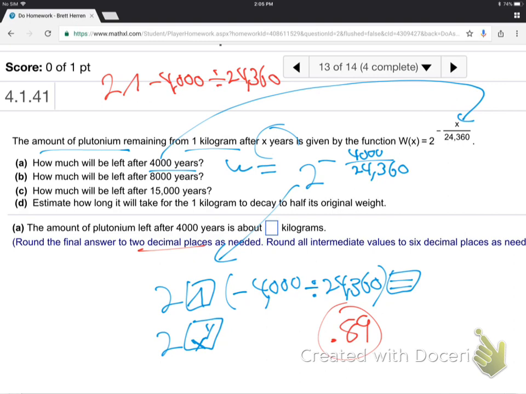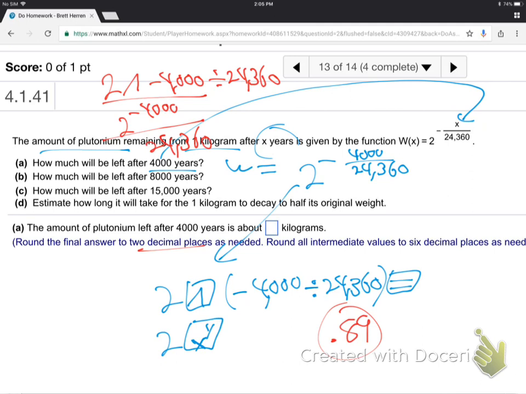You know what it is? If there's no parentheses, the calculator only does the first thing in the power zone. The rest it does outside the power zone. It doesn't know all that stuff's in the power zone. In other words, it'll just go 2 to the negative 4,000, and then it'll divide that whole thing by the 24,360, which is totally wrong. We want the 24,360 up in the power zone. Calculator doesn't know that, though.